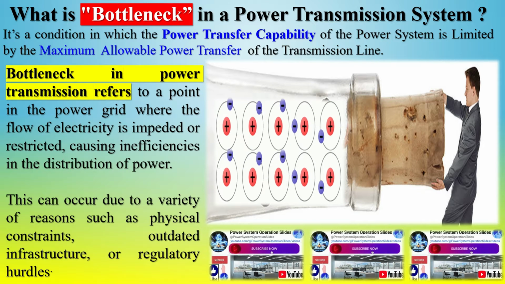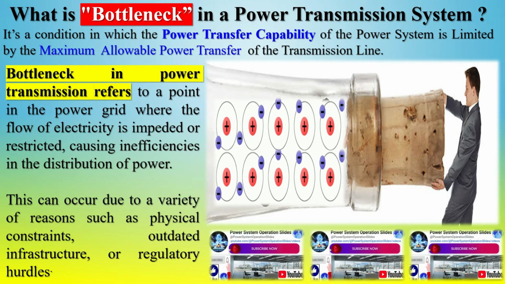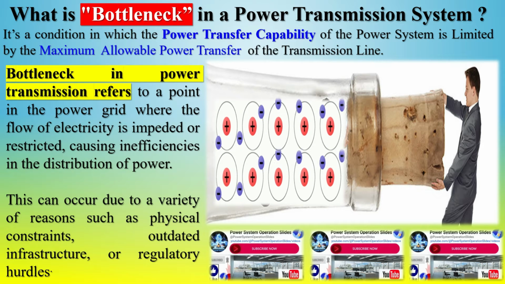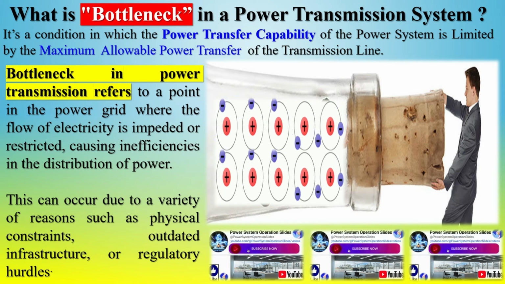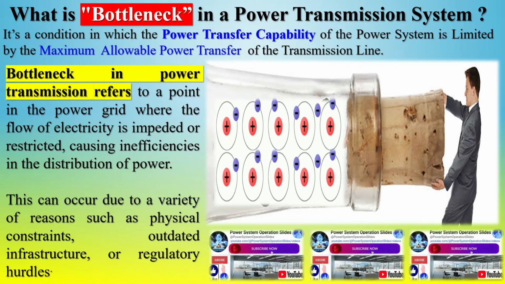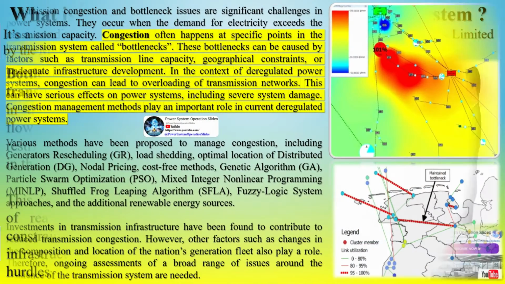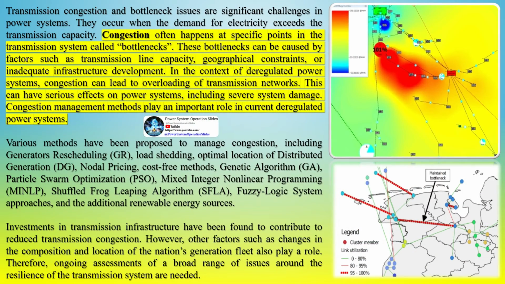This can occur due to a variety of reasons such as physical constraints, outdated infrastructure, or regulatory hurdles. For example, consider a scenario where a region is generating a surplus of renewable energy, but the existing transmission lines are not capable of handling the increased load. This could be due to physical constraints such as the transmission lines being too old or not having enough capacity. As a result, the excess power cannot be efficiently distributed to areas where it is needed, creating a bottleneck.